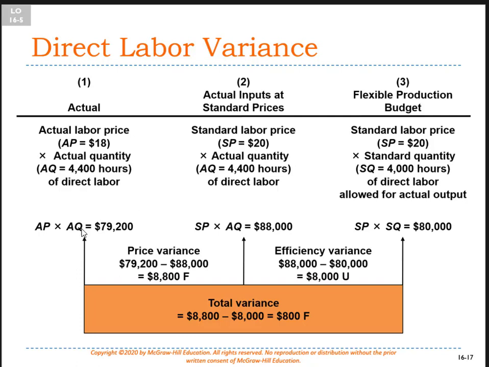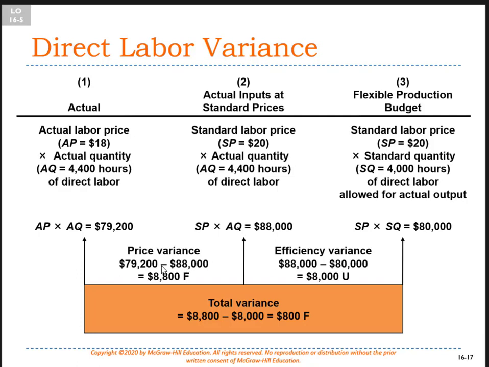All right? And so at 4,400 hours, we paid $79,200. We should have paid $88,000. So we have an $8,800 favorable variance because we paid less than what we planned per hour. Okay, on this side, the standard price is the same, but the actual quantity of hours was higher than the standard, what we should have used. We should have used 4,000, and we used 4,400. Okay, so 88,000 minus 80,000, we get an $8,000 unfavorable variance.